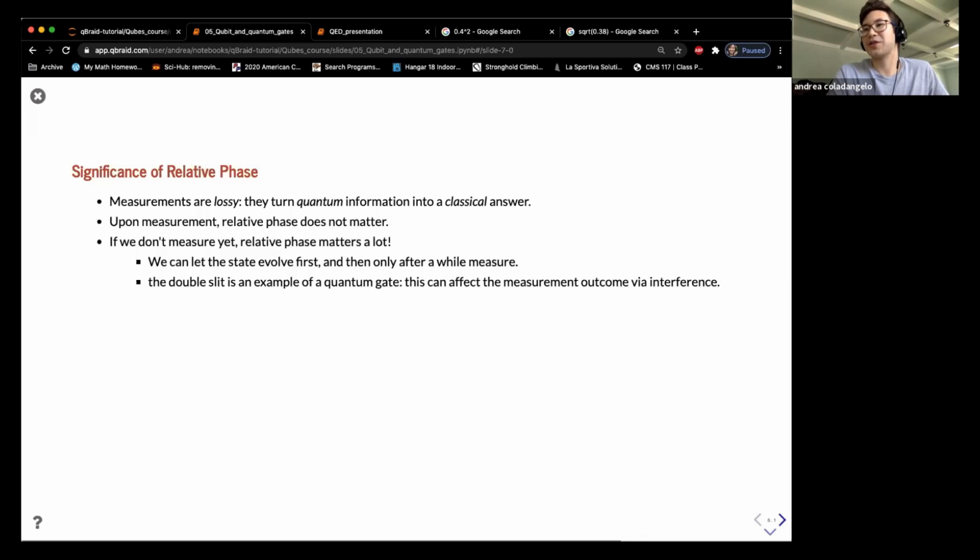But if we don't measure yet, then the relative phase matters a lot, because as I was saying, we can let the state evolve first any way we like. And then only after some sequence of quantum gates we measure, and we would probably get very different probability distributions. So the double slit is an example of this, right? As Loren was suggesting, if there were no relative phase, there wouldn't be this interference effect.